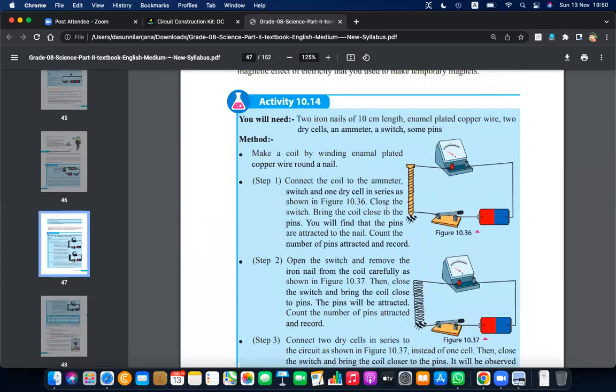So these are some experiments. First one is to connect the coil to an ammeter and a switch with one dry cell in series, as shown. Bring the coil closer to the pins, and you can see the pins will be attached, and you can measure the current through this.